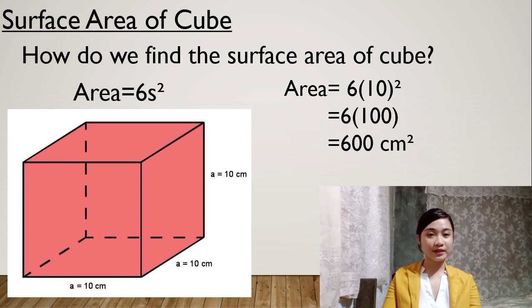the square of 10 is 100. So 6 times 100 is equal to 600 centimeters squared. Therefore, if our cube has a 10 centimeter height, 10 centimeter width, and 10 centimeter length, we have a surface area of the cube of 600 centimeters squared. Okay, are we clear? Okay, I hope so. We are, because it is very basic.